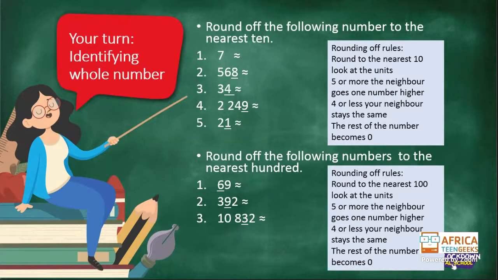Right, let's look at number 3. We have 10,832. We are rounding off to the nearest hundred. I see 10,900. Okay, everyone else says 10,800. That's correct.